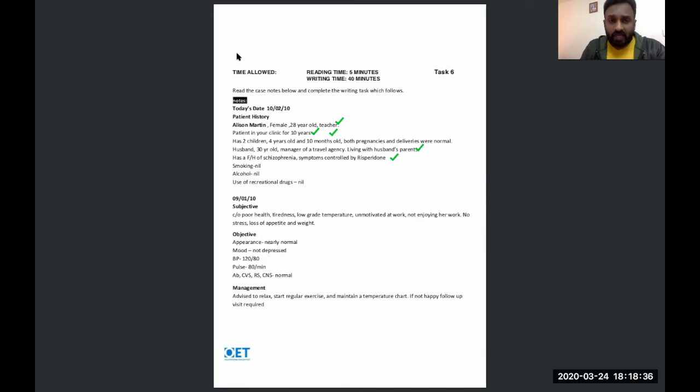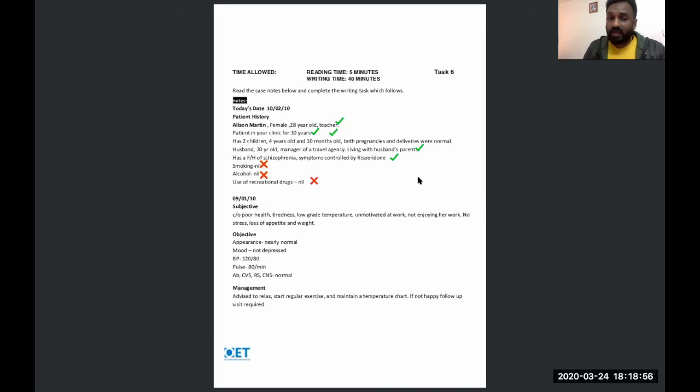Now, in the same way, you can see there are things which are normal: smoking nil, alcohol nil, and use of recreational drugs is also nil. Hence, we don't need this information. So for the second paragraph, where you want to keep the social paragraph different, you can take these 5 pieces of information together and formulate your second paragraph.